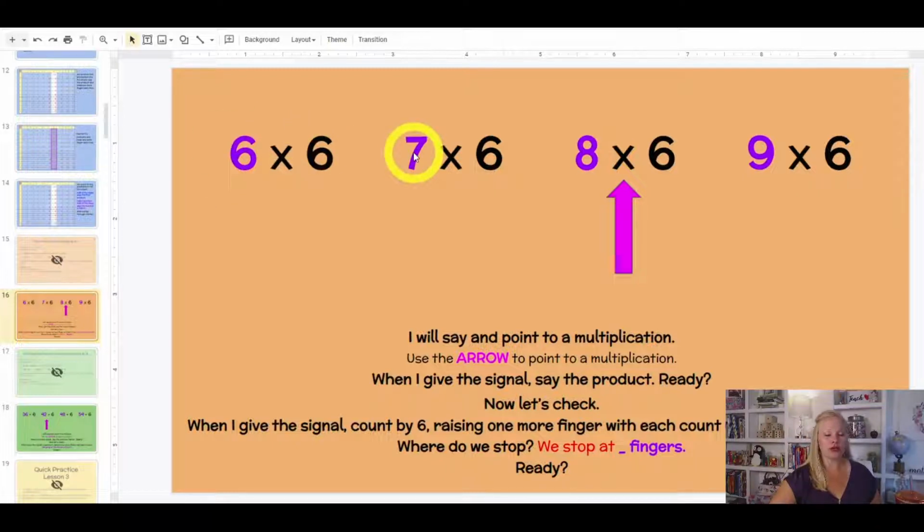Boys and girls, read it with me. 7 times 6, or 7 groups of 6. So now we're going to count up, but we're going to count at the multiplier, and the multiplier is 7. Ready? 6, 12, 18. So we're going to count all the way till we get to 7, and we know we're going to stop because that's 7. Now, I personally like to have them already have up the 7 fingers, so we're not also keeping track of how many we've counted, but I'll leave that up to you. And so we would continue that pattern.